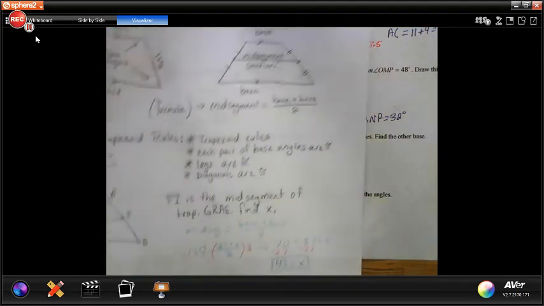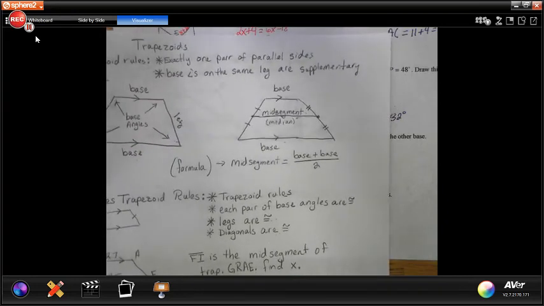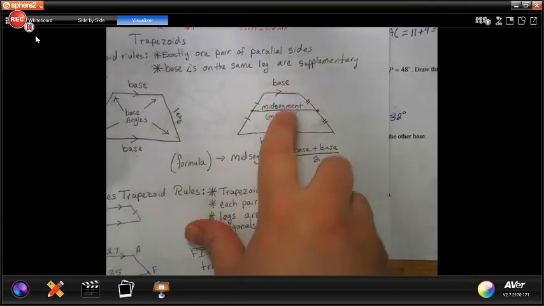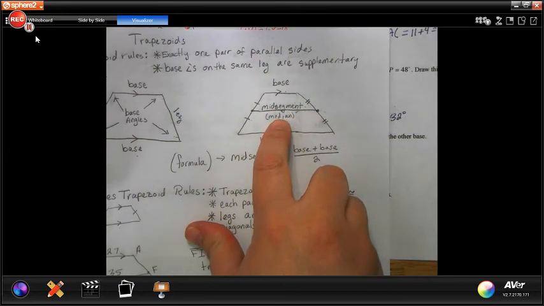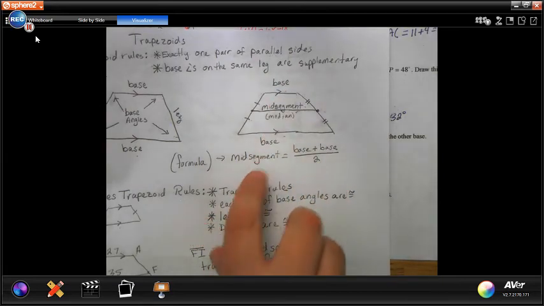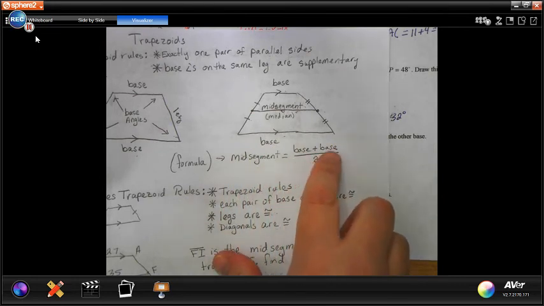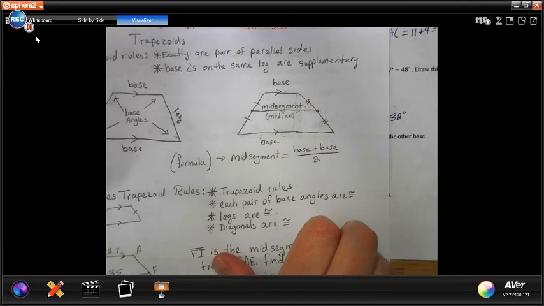Okay? From my notes, this is the trapezoid notes from the trapezoid video. We have the mid-segment, or median, is the line. Notice it's parallel to the bases. We have this formula: mid-segment equals base plus base divided by 2.